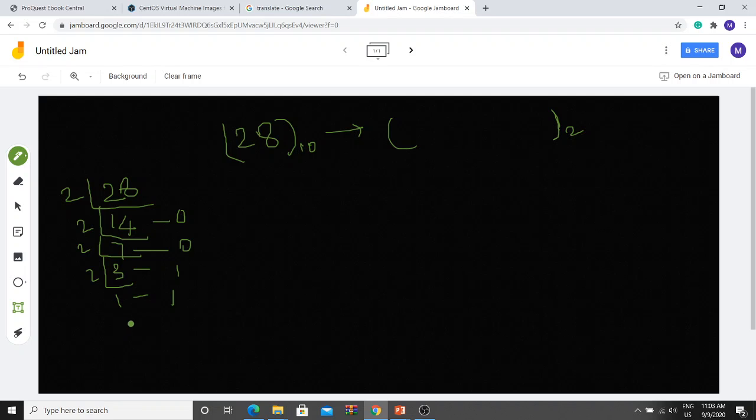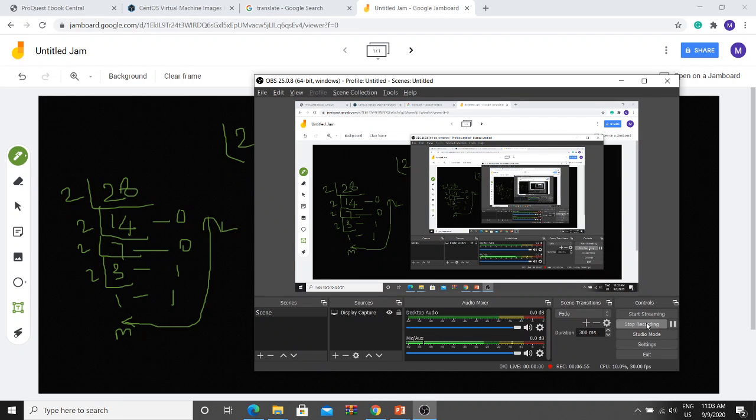Now how you have to write this: this is the most significant bit and this is the least significant. So how do we write it? 1, 1, 1, 0, 0. This is the binary value of 28. So 1, 1, 1, 0, 0. Okay, clear? Inshallah, next video.